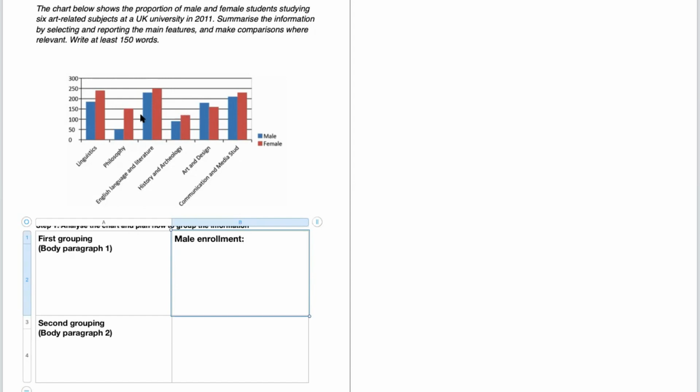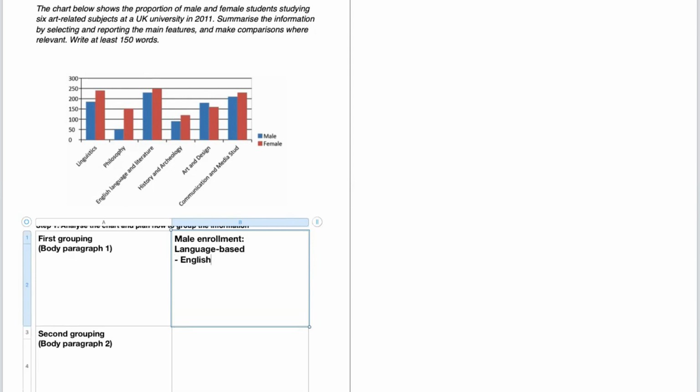And so when it comes to male enrollment, the highest seems to be the English language and literature. And it also looks like communication is a close second. Then we have linguistics. So interestingly enough, it looks like these are language-based subjects because I see linguistics, English language and literature, and communication and media. So just looking at these, my analysis is that these are language-based. So I'm going to write language-based subjects, okay?